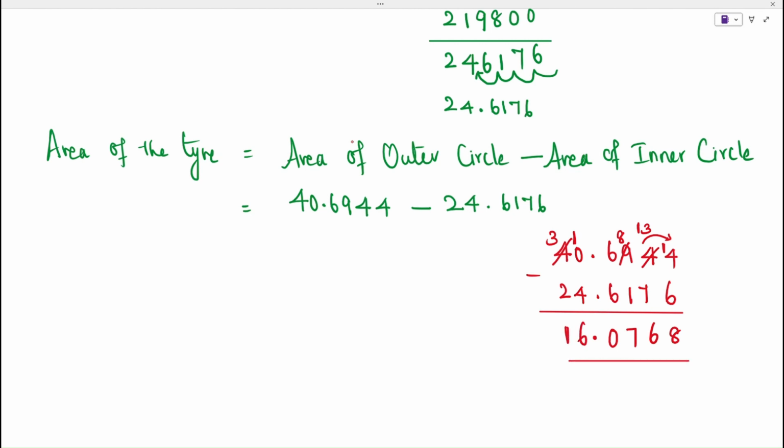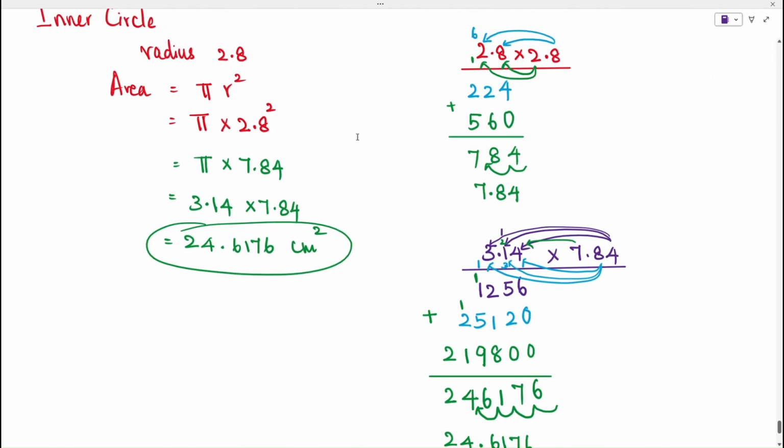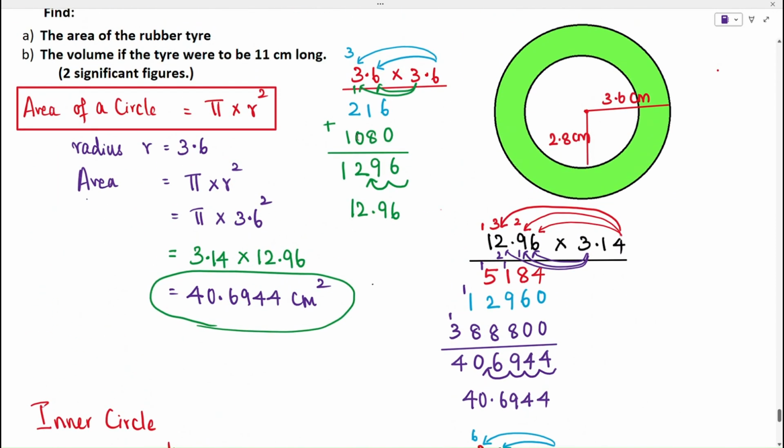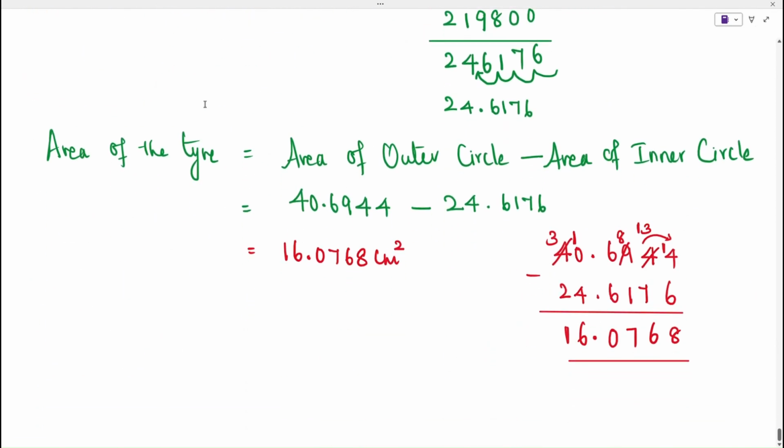So we're left with 16.0768 centimeters squared. And so to round this, we're going to do it to 2 significant figures. We're going to do our answer here to 2 significant figures, and that's 16.